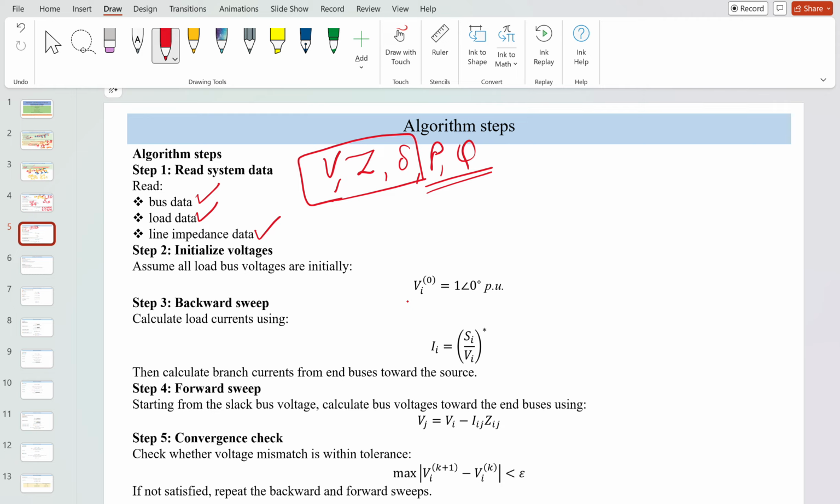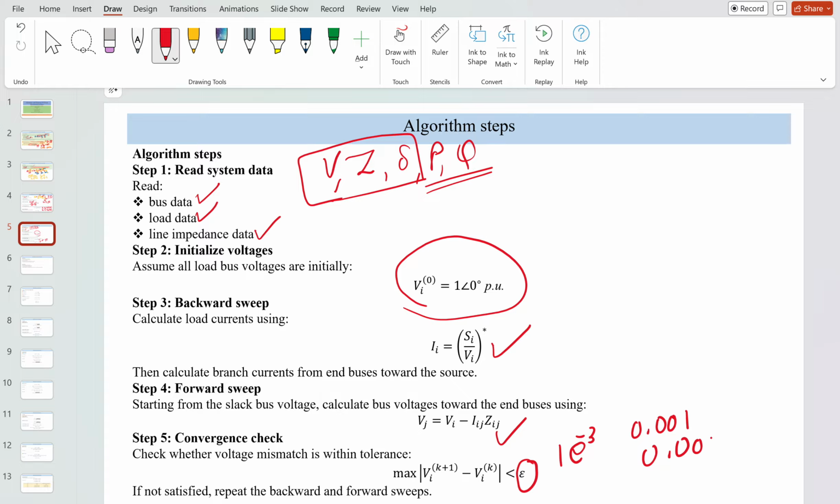Okay, assume that in the initial iteration Vi will be equal to 1 angle 0, and you find the current, then the voltage, and then in the second iteration the change should be less than a certain tolerance band. Suppose it is given as 1e to the power minus 3, 0.001, or 0.0001. So this is a tolerance between the second iteration and the first iteration. Okay, and if it is within the tolerance band, you can move forward, since it is the exact solution. If it is not within the tolerance band, you go to the second iteration, third iteration.